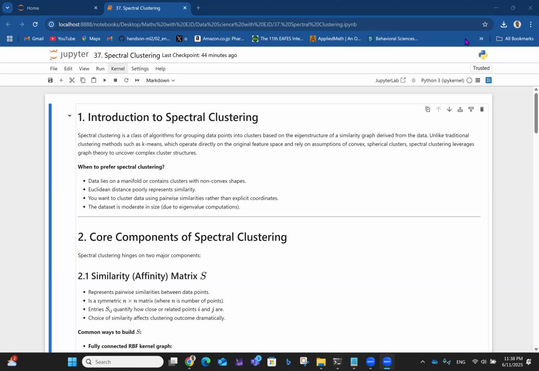We're still talking about clustering under unsupervised learning, under machine learning. In the previous video, we had talked about Gaussian mixture models for clustering. Now we are taking something advanced as far as clustering is concerned.